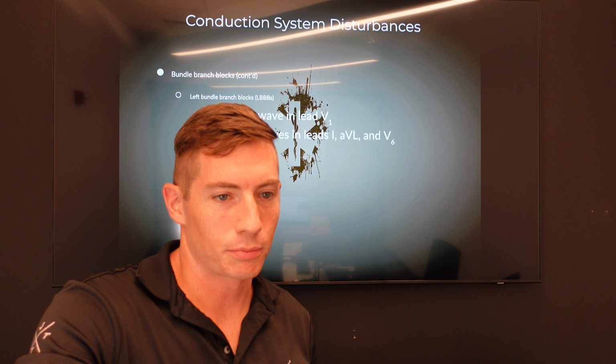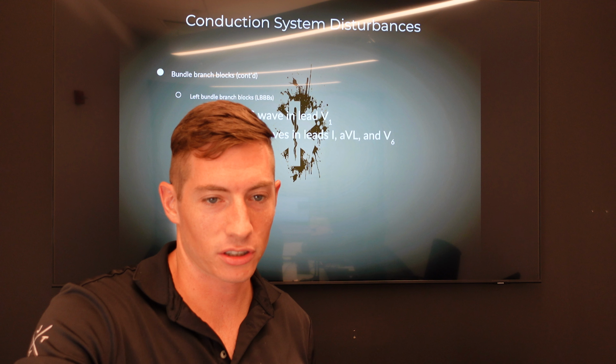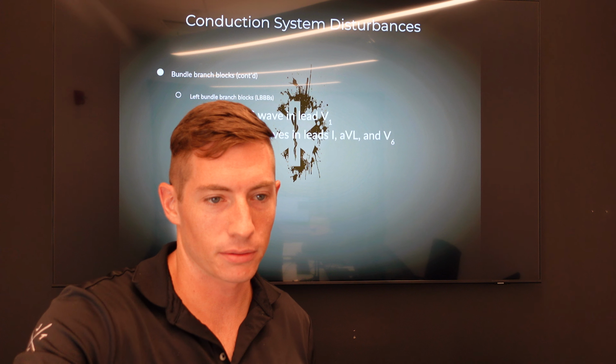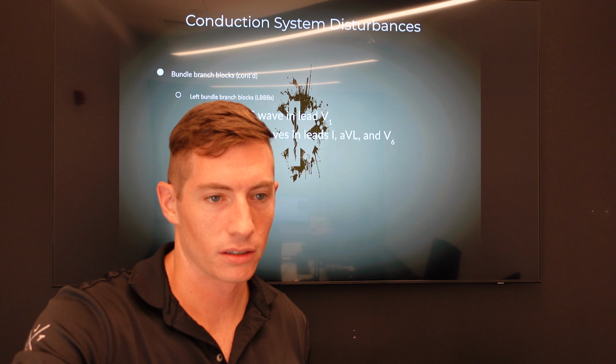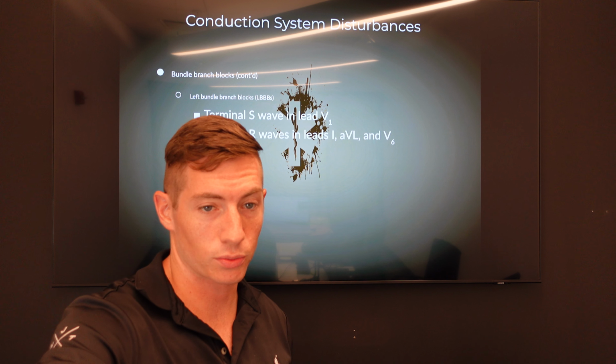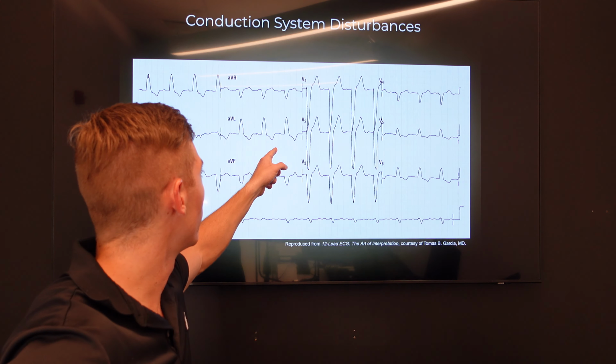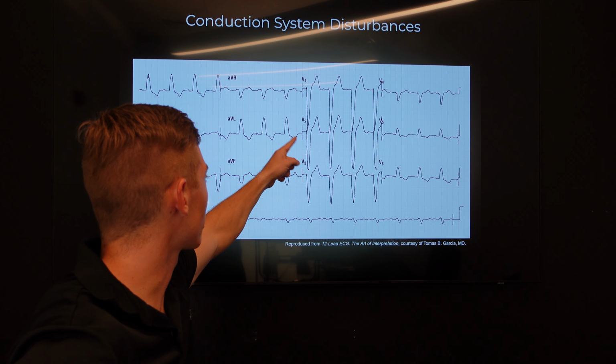Right bundle branch block, left bundle branch block, aberration. Describe the shape of the QRS complex in the conducted beats. Okay, so left bundle branch block, terminal S wave in V1, QRS, V1. All right, well there's a lot going on here.